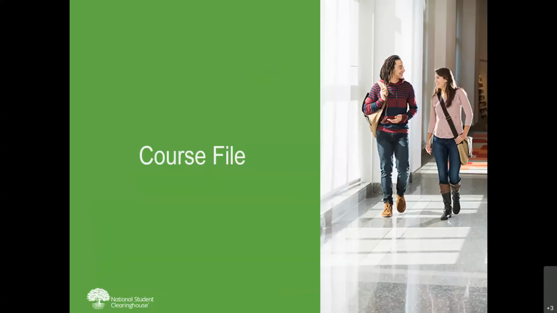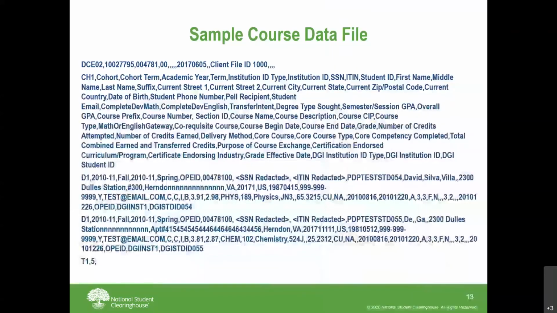Now let's work through an example of a course file layout. The header record in the course file is the same as the header record in the cohort file. The only difference is the record type field. Here you must populate the field with DCE02 to indicate the file as a course file.